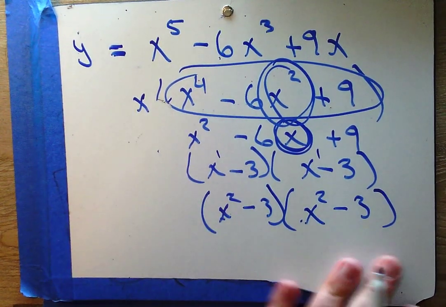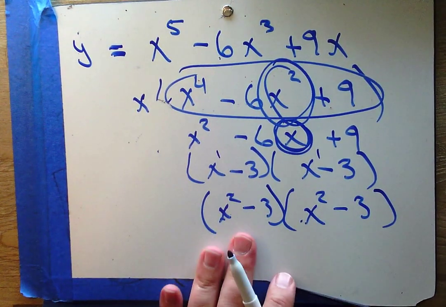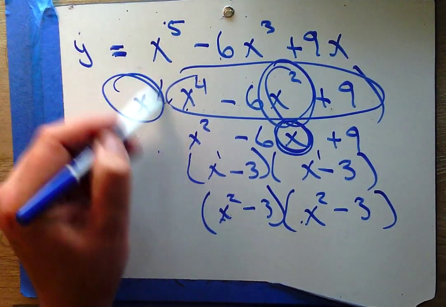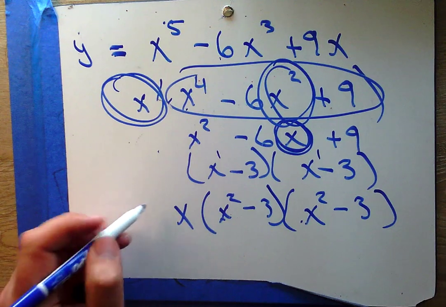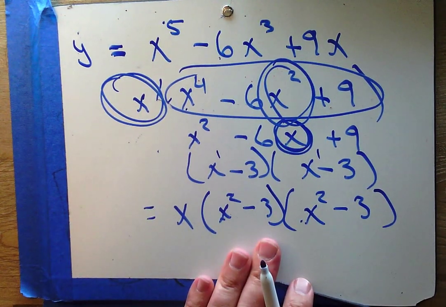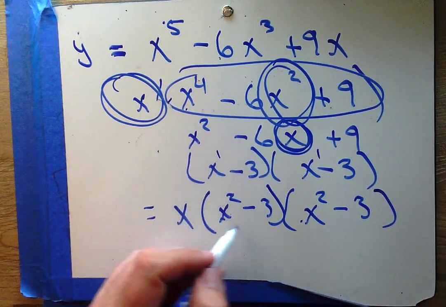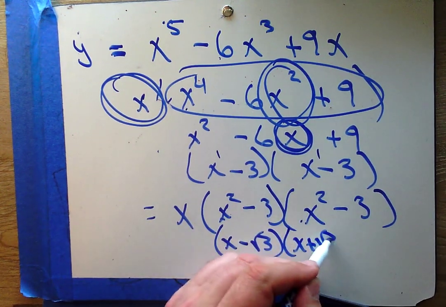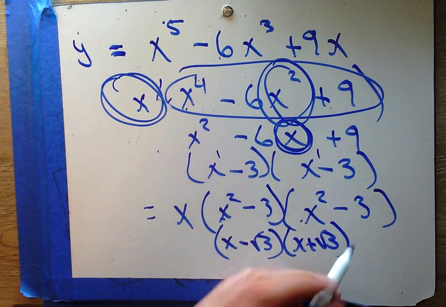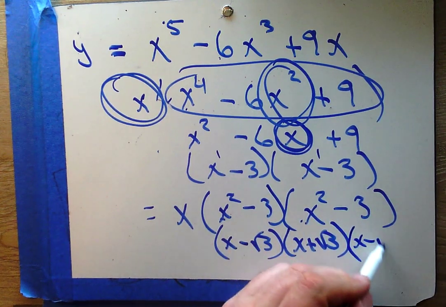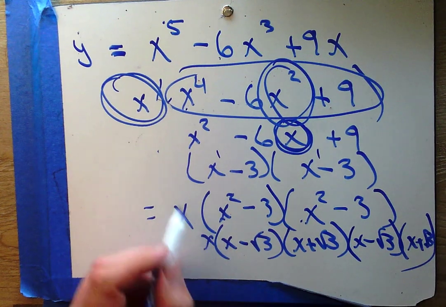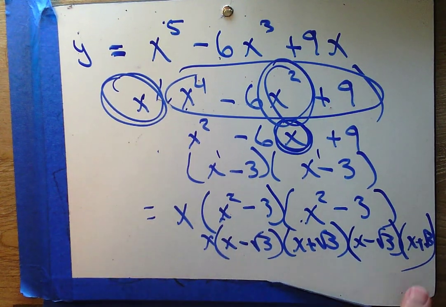Don't forget, this isn't the complete factorization. If I FOILed this, I'd only get back to x to the fourth. We started with x to the fifth. Remember, we factored out that x. And yet, I see difference of squares here. I see x minus root 3, x plus root 3. These FOIL to make that. And here again, x minus root 3, x plus root 3. And don't forget that x out in front. And that's right. Look, we got 2 of those, and we got 2 of those.